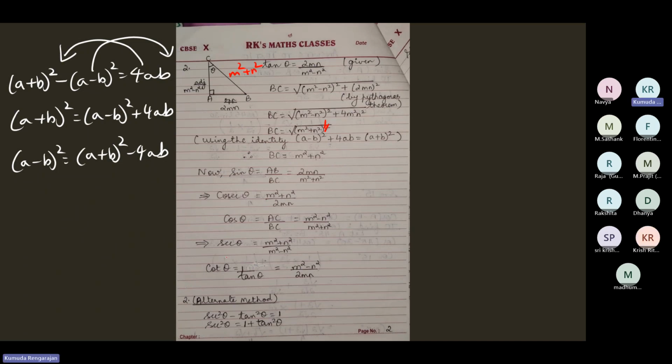Now find the other ratios. Now you can find sine theta. Sine theta is opposite, 2mn, by hypotenuse, m square plus n square. Cos theta, adjacent, m square minus n square by hypotenuse, m square plus n square. Once you find sine theta, its reciprocal is cosecant theta, right? So cosecant theta would be, take the reciprocal of this one, m square plus n square by 2mn. And once you find cos theta, its reciprocal is secant theta. Take the reciprocal of this one.